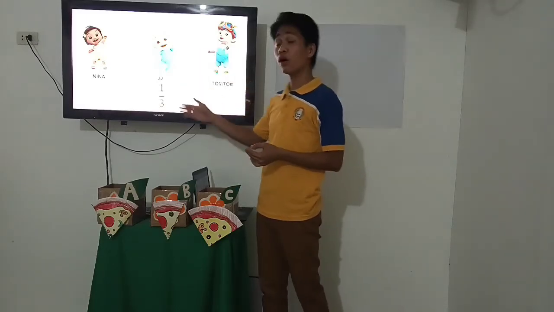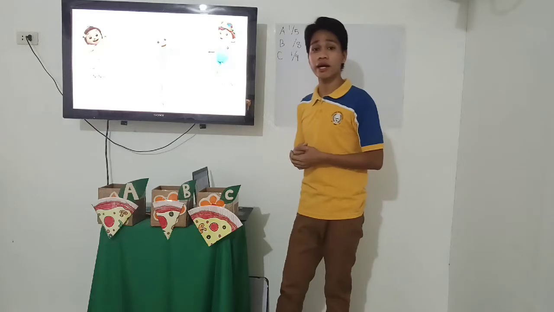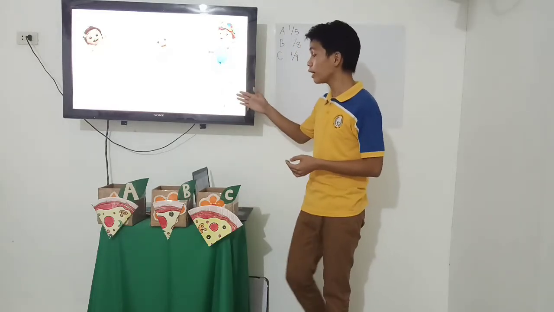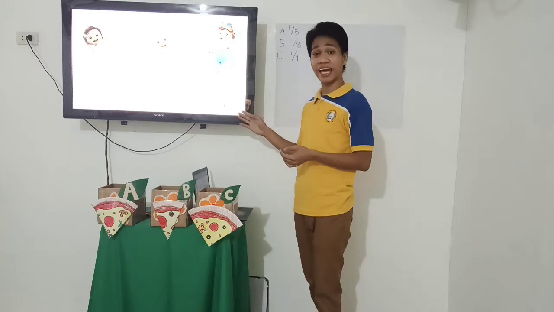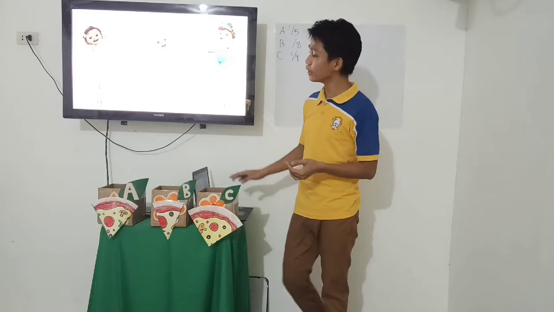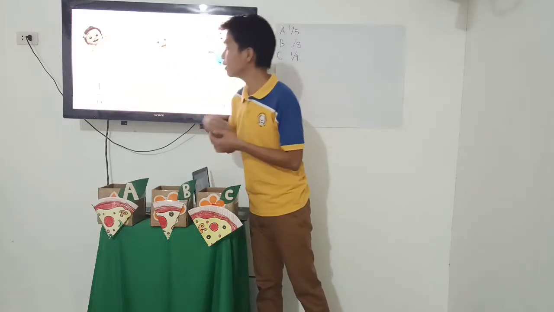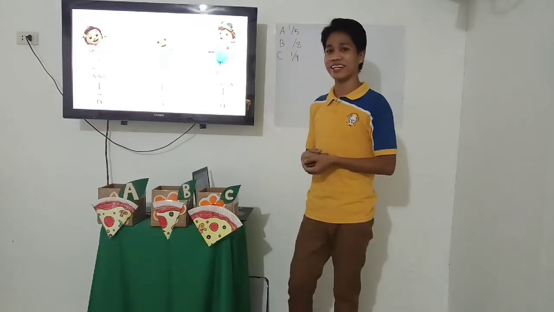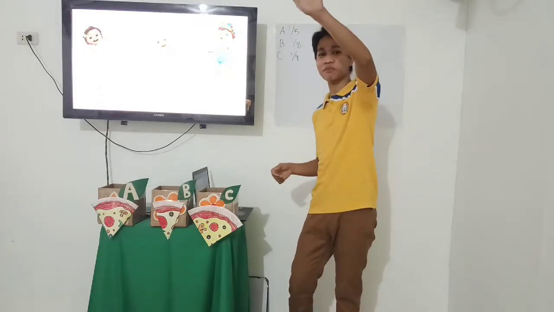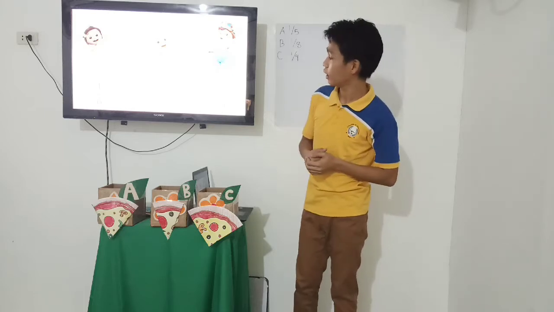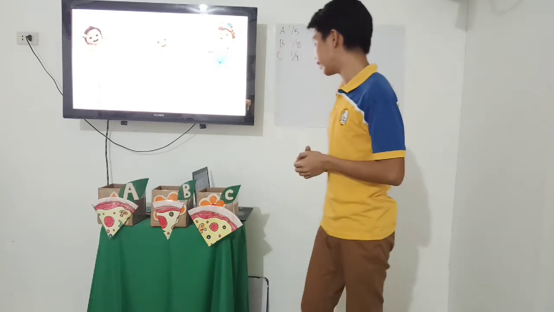JJ ate 1/3 of his cake. Tom Tom ate 1/9 of JJ's cake, and Nina ate 1/6. Who do you think ate the biggest piece of cake? Any guess? I guess it's JJ. It's JJ. Now let's see.